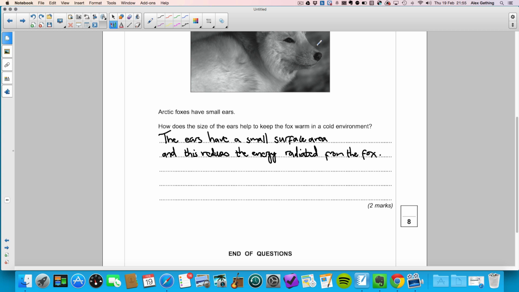So my answer, the ears have a small surface area. Okay, and it's very important to use that term. Simply saying the ears are small would not get you the mark. Okay, so you've got to say they have a small surface area, and this means that the energy radiated from the fox is reduced. Okay, don't say that heat loss stops. It doesn't stop heat loss, but it does reduce the rate that it is lost.